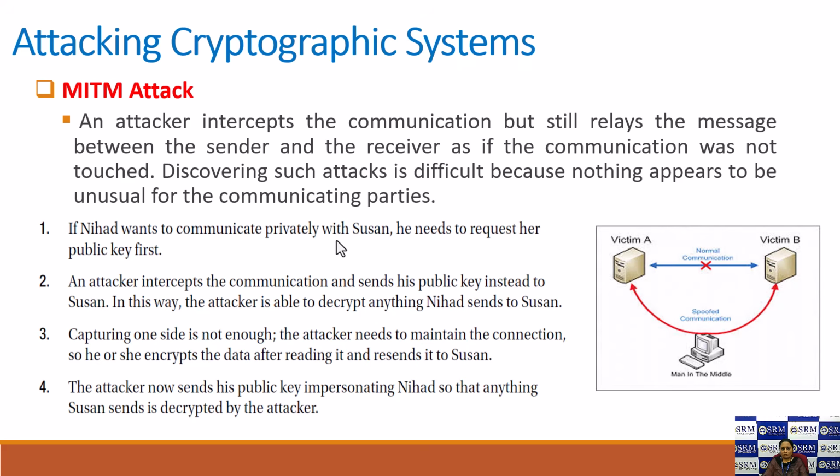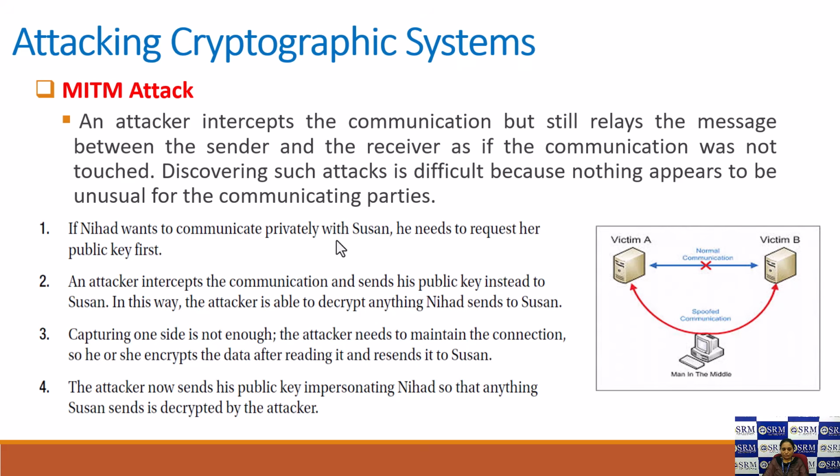So if Nihad wants to communicate privately with Susan, he needs to request her public key first. An attacker intercepts the communication and sends his public key instead to Susan. So the attacker is able to decrypt anything Nihad sends to Susan. Capturing one side is not enough; the attacker needs to maintain the connection. So he or she encrypts the data after reading it and resends it to Susan. Whatever the attacker wants to send, only that data will reach victim B.